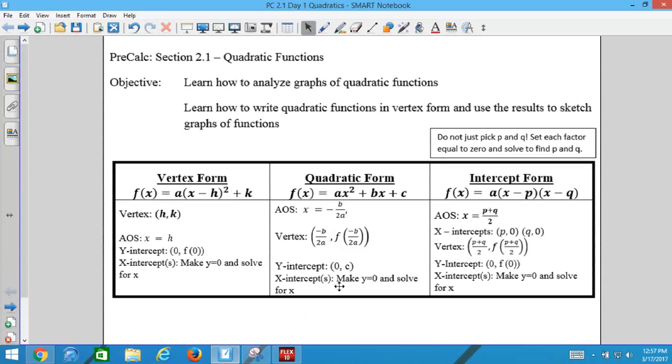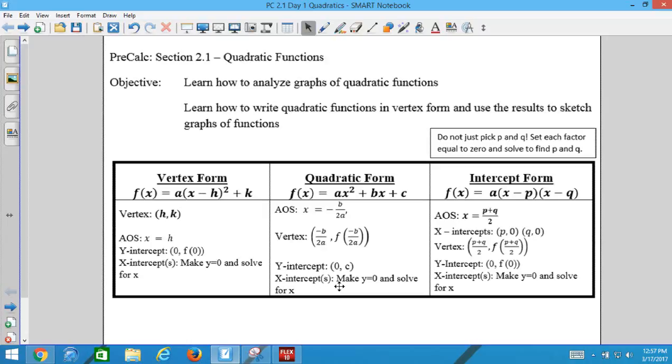Today's lesson, we're just going to talk about quadratic polynomials, which would be like parabolas. We will eventually be talking about other degree polynomials, but today's just quadratics. So all of these are parabolas. There are three different forms that we're going to have in this section: vertex form, quadratic form, and intercept form.